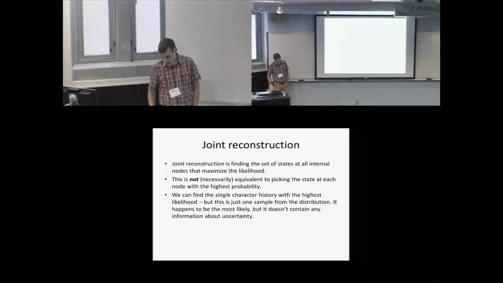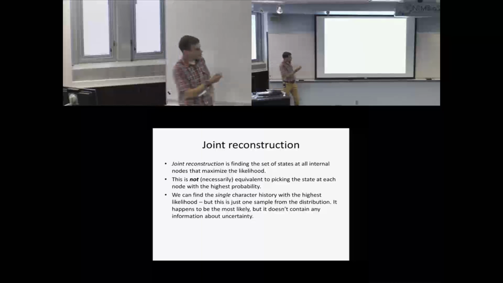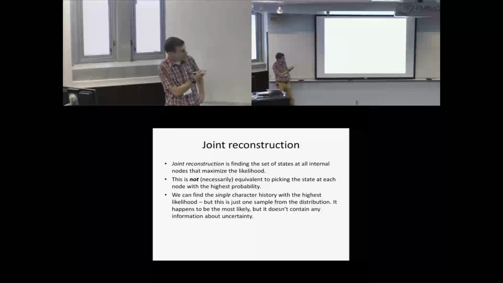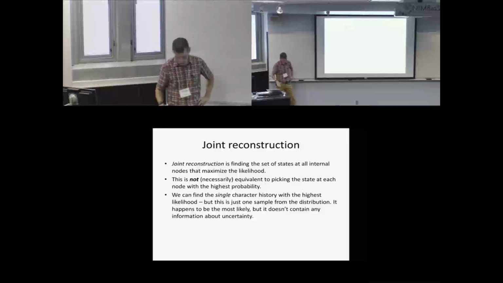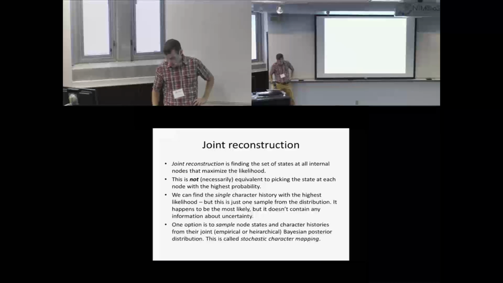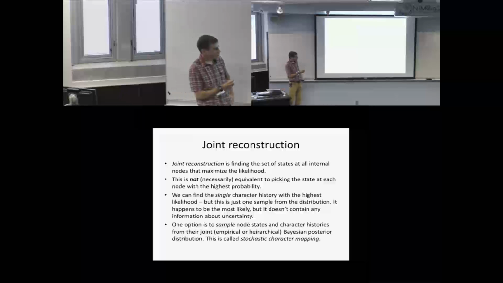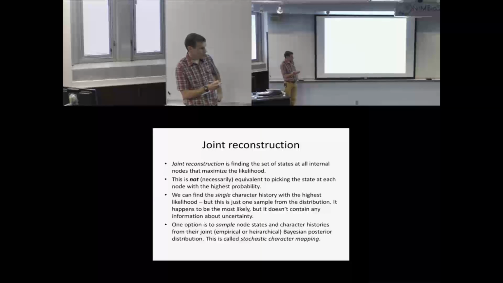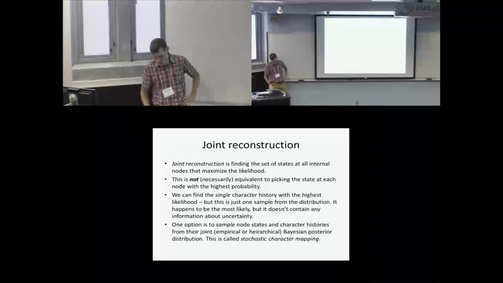So this is sort of leading into another approach, which I'm going to describe in just one second. Essentially, if we have the single character history with the highest likelihood, this doesn't contain any information about uncertainty. One option is to stochastically sample node states from their joint posterior probability distribution. This procedure is called stochastic character mapping. Okay, and I'm going to illustrate that.